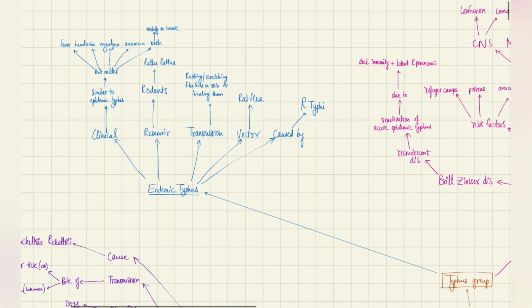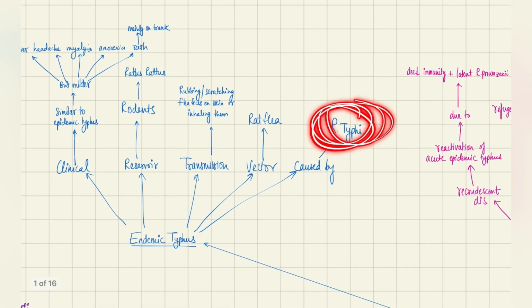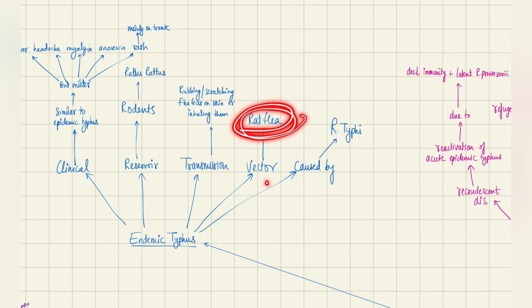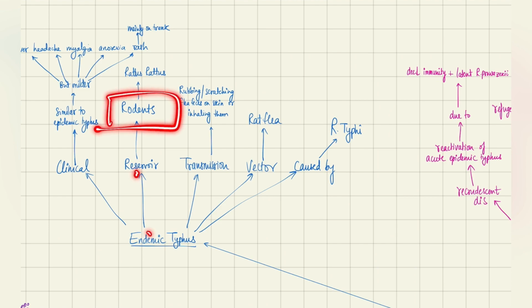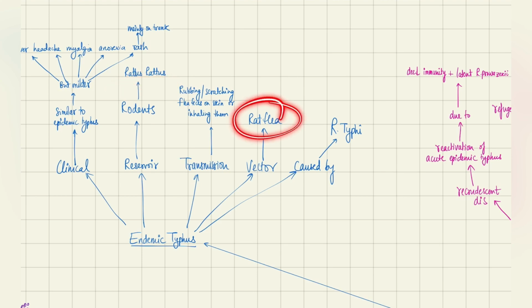So for endemic typhus, the causative organism is Rickettsia typhi, and the vector is the rat flea. Now, when I say flea, it should come to mind that transmission would obviously be through rubbing or scratching of the flea feces on skin, or inhaling them directly, but mainly rubbing or scratching of the flea feces on the skin. Clear? So Rickettsia typhi, rat flea vector, rubbing or scratching, and the reservoir is rodents, like Rattus rattus. Clear? Rat flea, Rattus rattus.